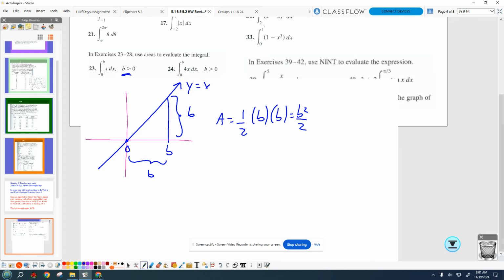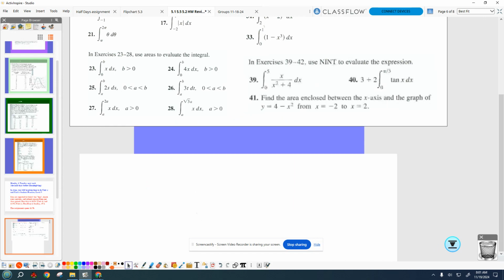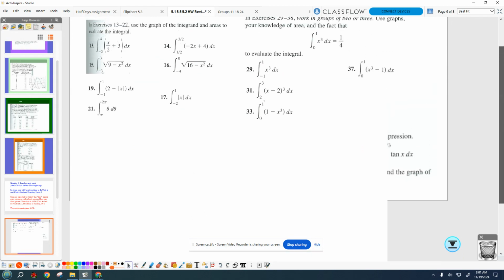Did anyone have other questions about last night's homework? Someone just asked about 23, which is just the equation y equals x, a straight line integrated from 0 to some positive number b. I got a triangle. It doesn't matter if it's on the left side or right side. Just know what we're doing. The assignment there, the sheet that I gave you forever ago.